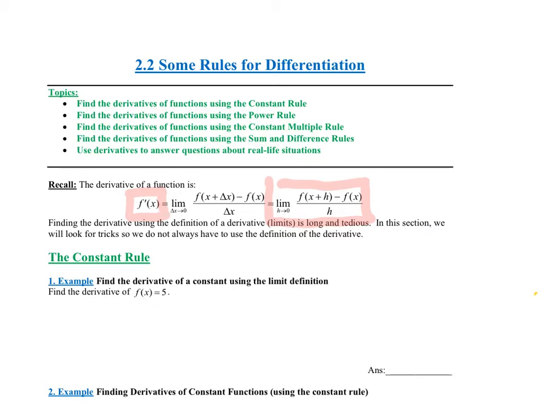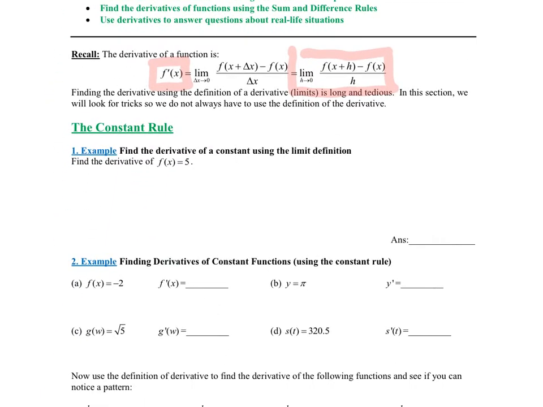But the idea is this limit process is a pain. It takes forever. So can we learn some tricks so that we don't have to do the limit process? And the answer is yes. We can learn tons and tons of tricks. So we never have to do the limit process again unless the problem specifically asks to use the limit definition or the definition of a derivative. We will not have to do limits after this section, which is really nice.